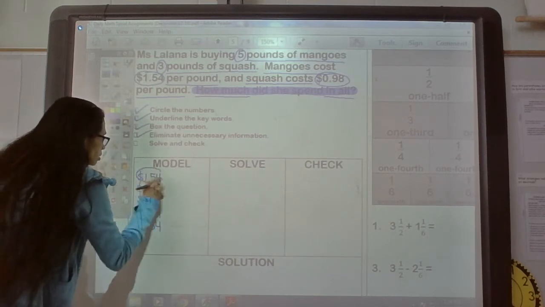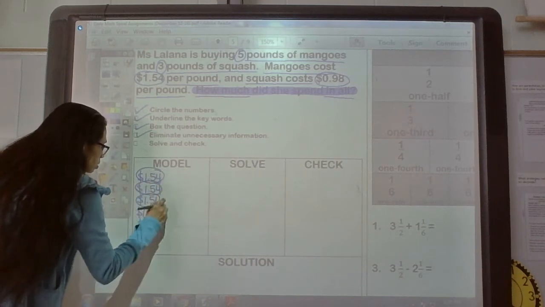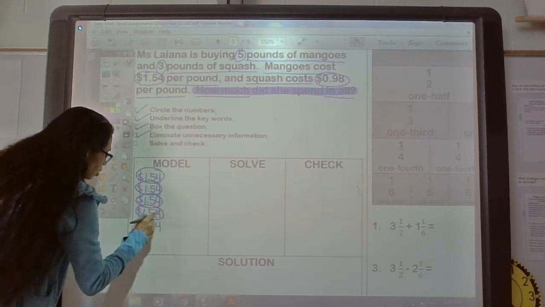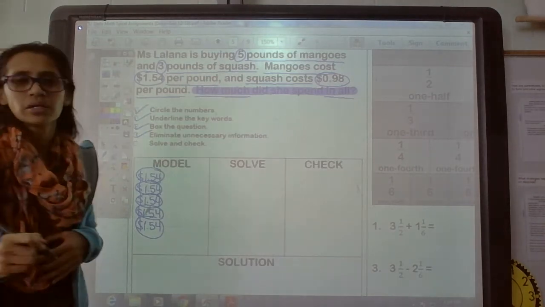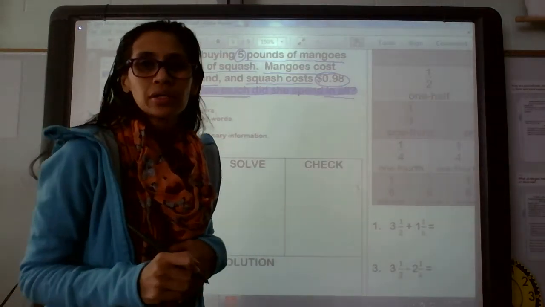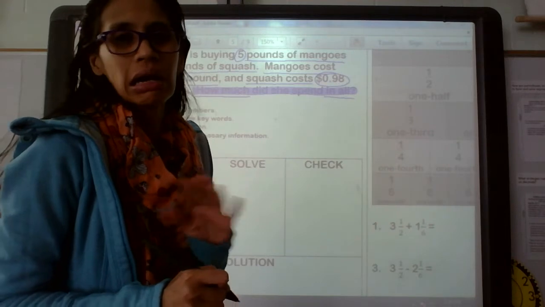Bam, right there. And circle. Oh, it kind of looks like a mango, but not a blue mango. That would be weird. Don't eat a mango if you see a blue mango. I don't think that is real.